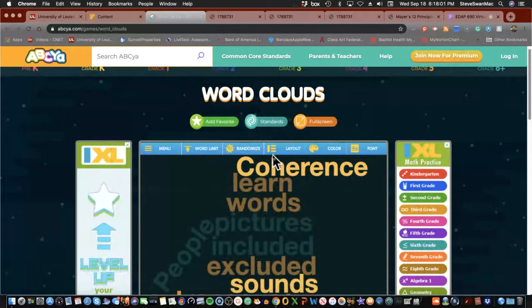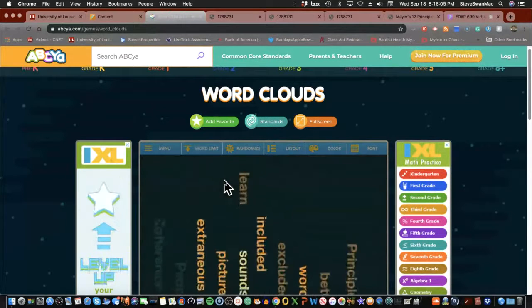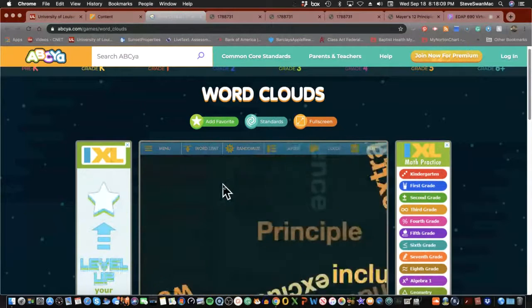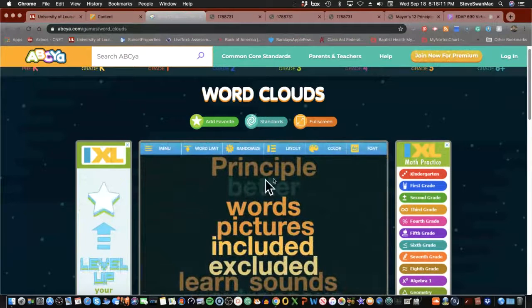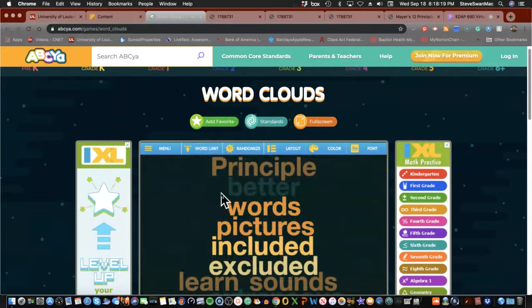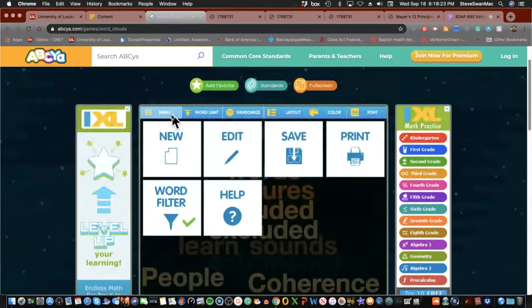Oh, by the way, at this point, you can change the layout if you don't like the way that looks. You can go there. You can go there. You can change the words. You can change the colors. You can change the font. You can say how many words you are going to allow.